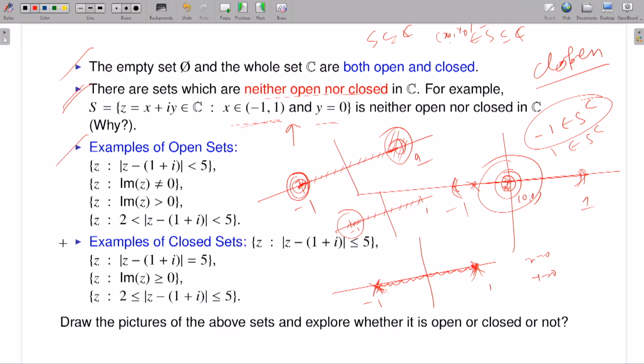Okay, a couple of examples I have given to you. Again, you prove which of these are open sets and which are closed sets. Look, I have written: draw the pictures of the above sets and explore whether each is open or closed or not. So you have the examples. First you draw in the complex plane how each looks geometrically, and then give your conclusions: whether it is open, whether it is closed, or whether it is neither, using the definitions I have given. Okay, you try those kinds of examples at home.